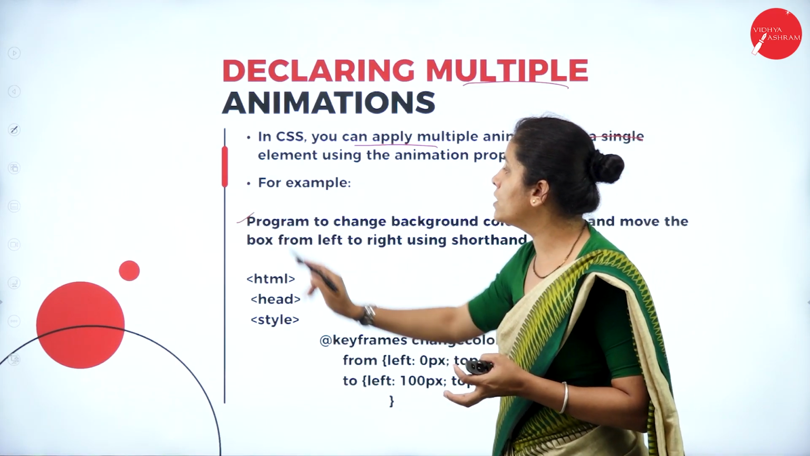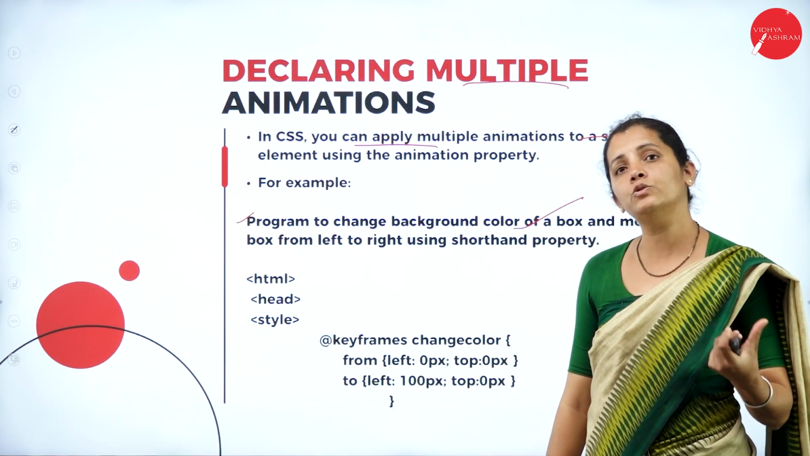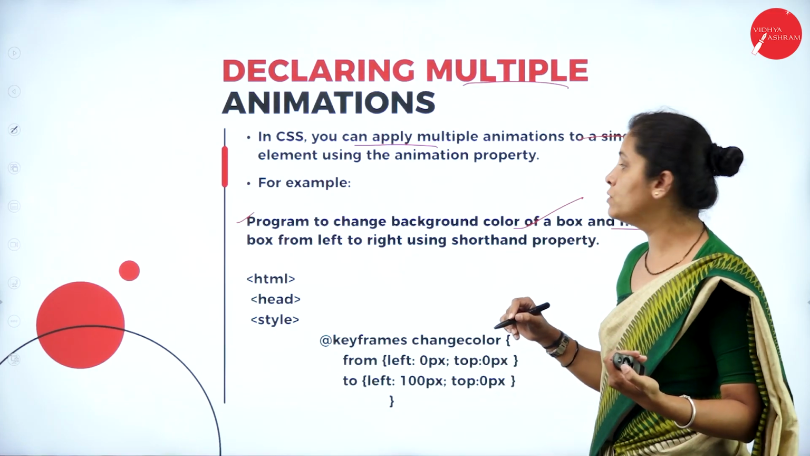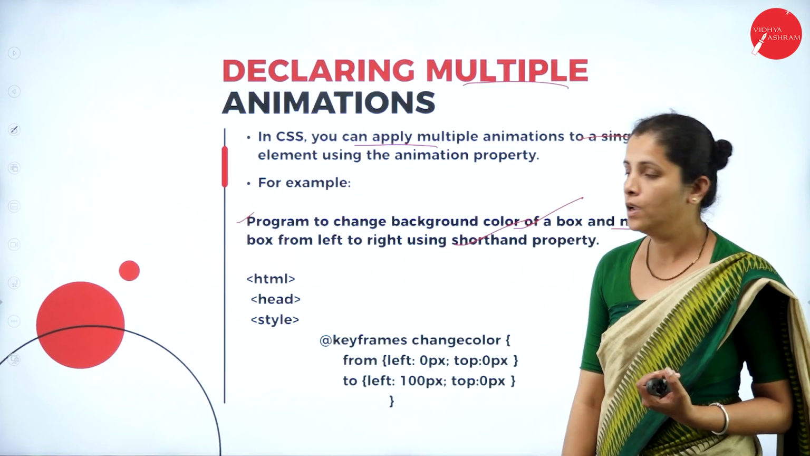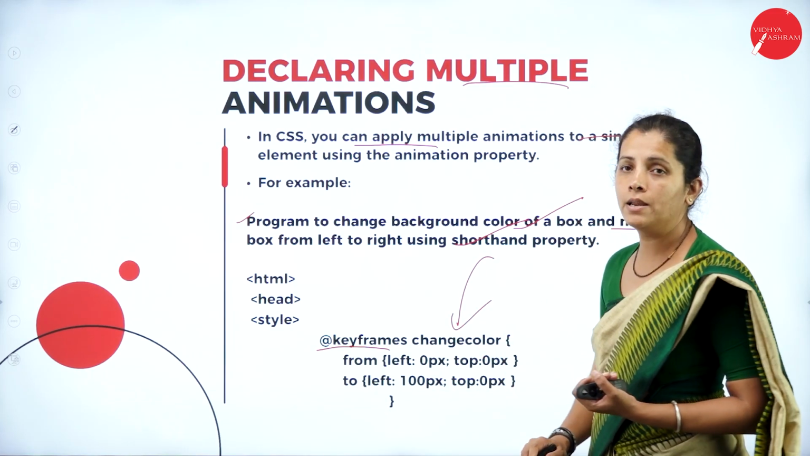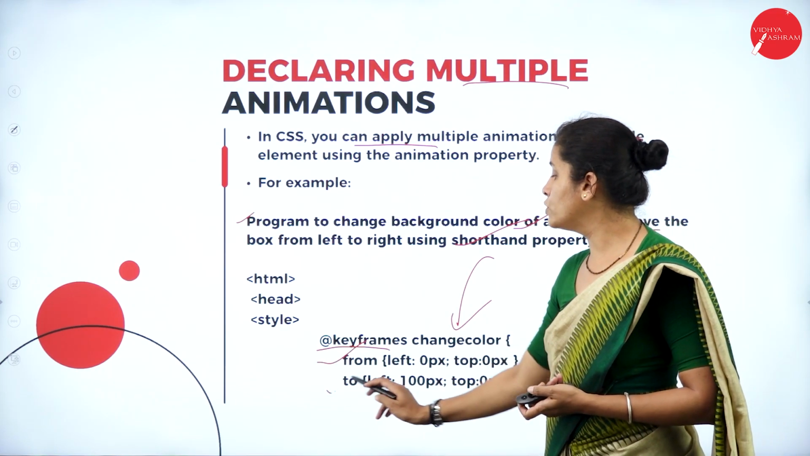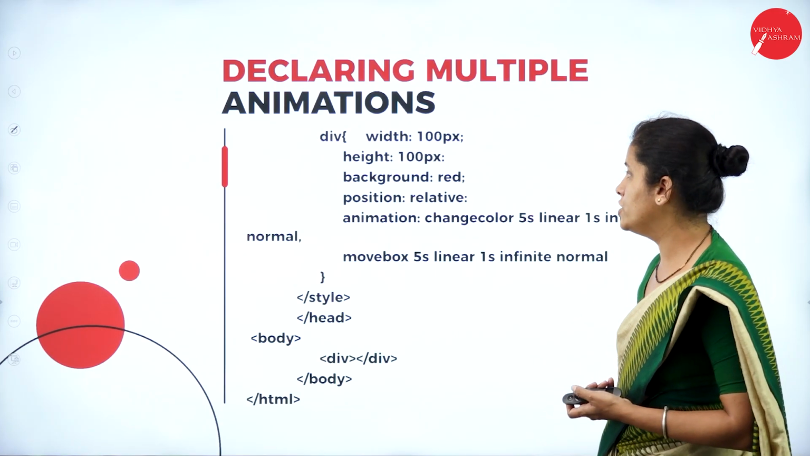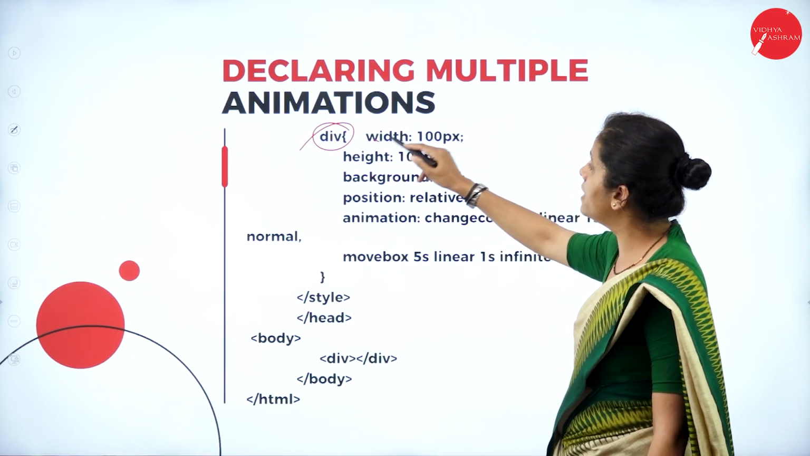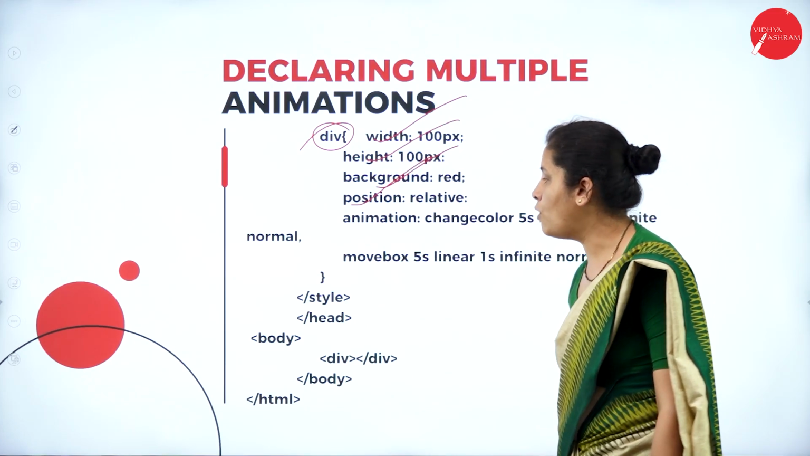For that, I have a program to change the background color of a box. So what I want to do is change the background color, and at the same time I want to move the box from left to right using the shorthand property. So I'll start with @keyframes. I'm going to specify the name of the animation, that is change color, then the starting state and the ending state of the animation. Then see here, I have the element selector, and I'm going to specify the width of the box, height of the box, background color, and position of the box.